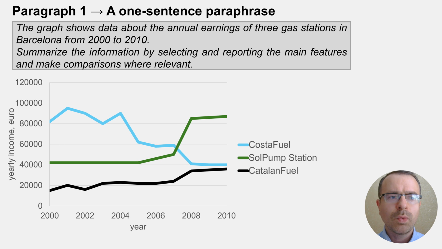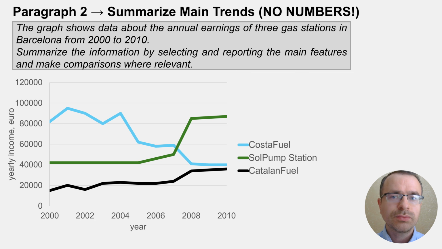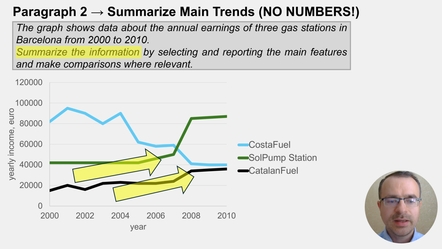So for paragraph 1, it's just a one sentence paraphrase. We're gonna paraphrase the task that is given to us, and that's it. For paragraph 2, we're gonna summarize the main trends. We do not write any numbers here. So we're gonna summarize the information by looking at this data. So let's look at this chart, and we see that Catalan Fuel and Sol Pump Station both show the upward trend. So we're gonna group them together while the cost of fuel goes down.